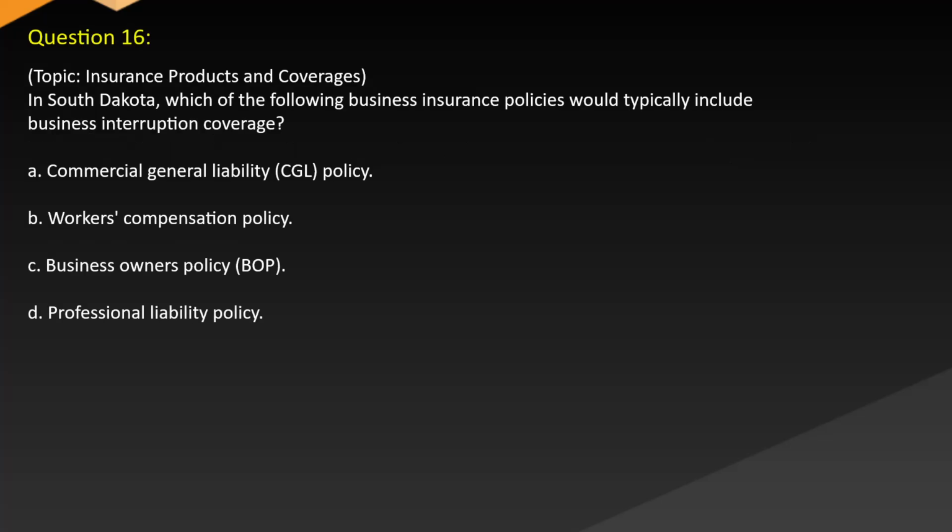Question 16. Topic: Insurance products and coverages in South Dakota. Which of the following business insurance policies would typically include business interruption coverage? A. Commercial general liability CGL policy. B. Workers' compensation policy. C. Business owners policy BOP. D. Professional liability policy.